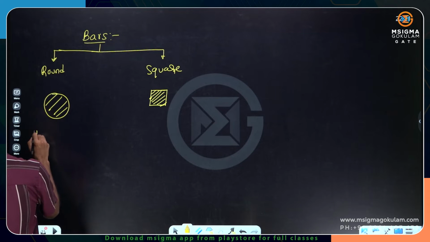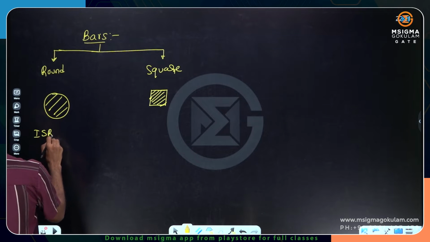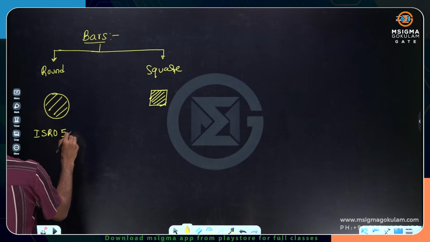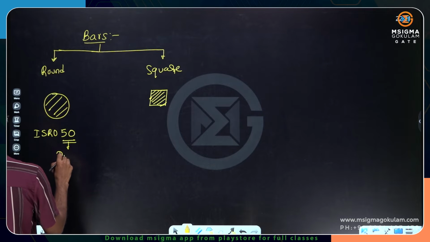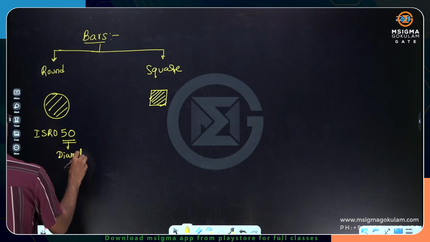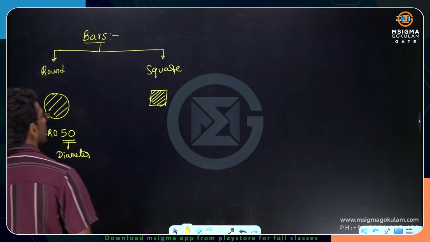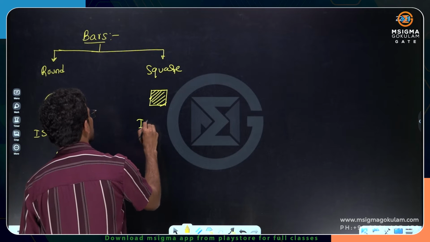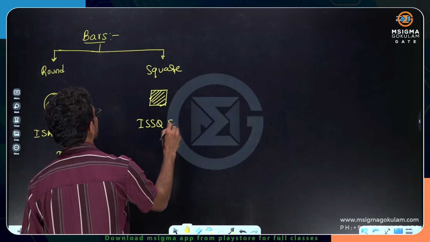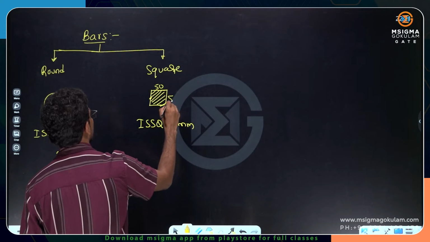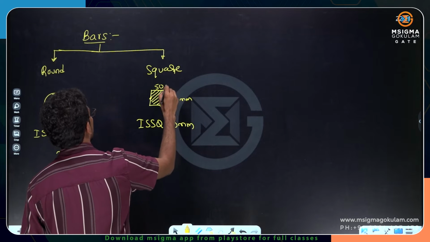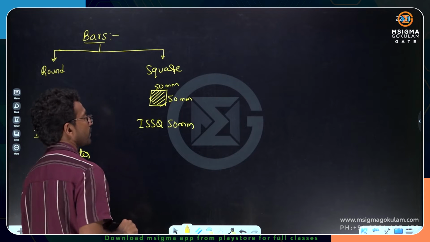We represent round bars with ISRO, Indian Standard round bars, let's say 50. So what is the meaning of that? Indian Standard round bar having diameter, the diameter of the round bar is 50. And Indian Standard square bars, we can say ISSQ, let's say 50. Nothing but dimensions. Square means both dimensions are the same. So this is how these bars are designated.